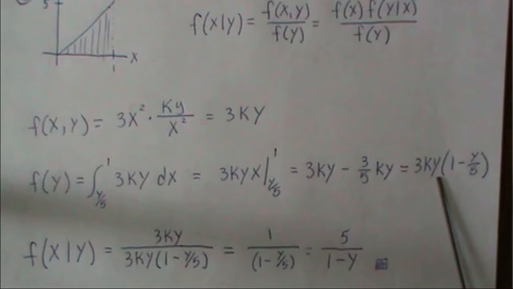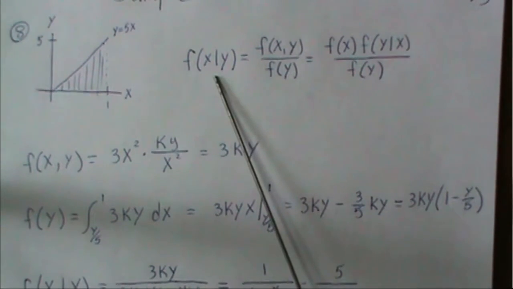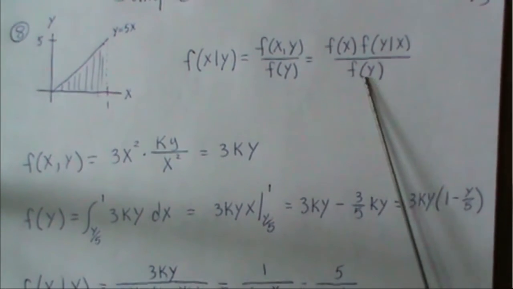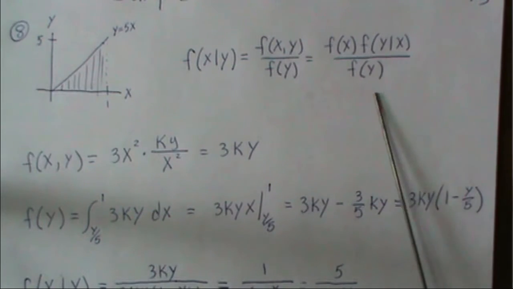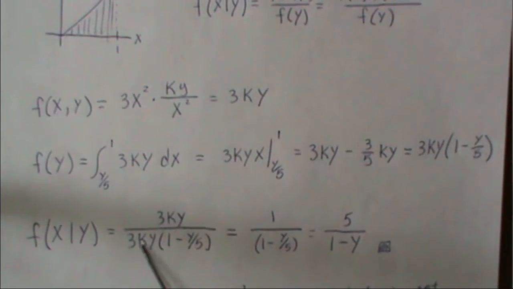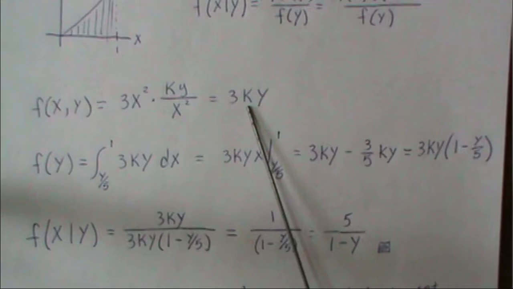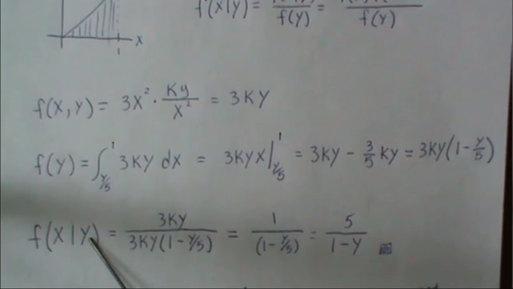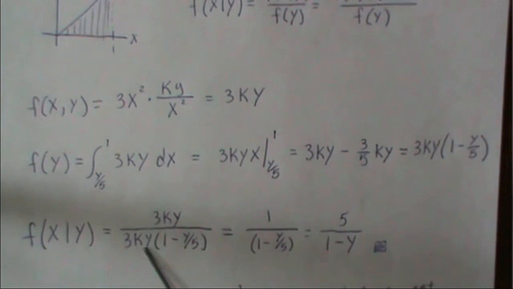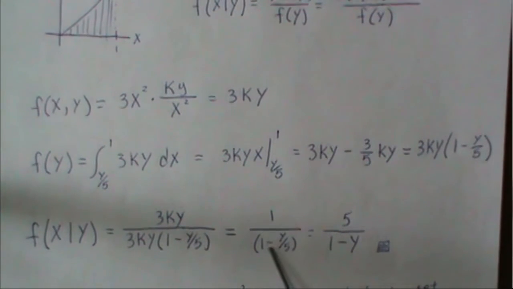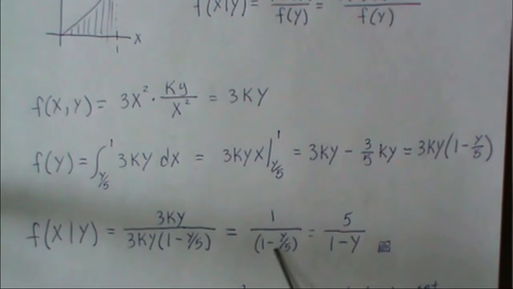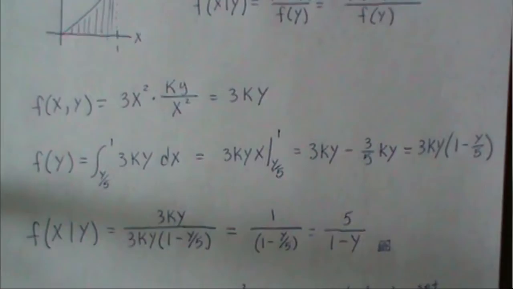So now, to find this density, we take the information that we have and plug it in. There's our joint, which we found, and this is the probability, or f of y. Those cancel, leaving this, and then combining that into a fraction, you get 5 over 1 minus y.